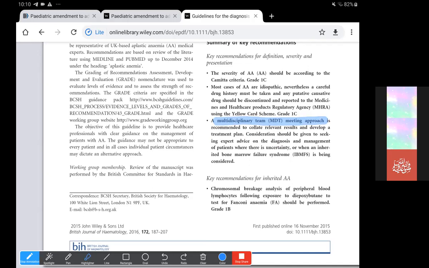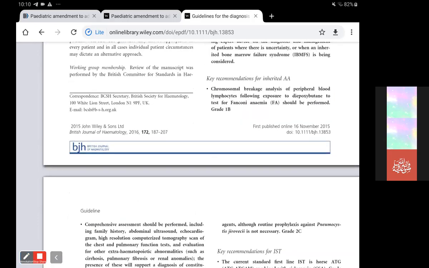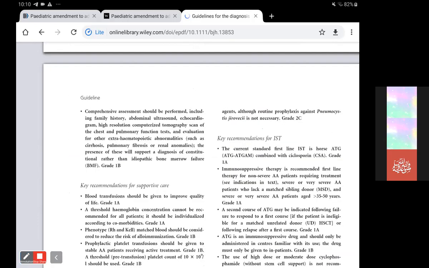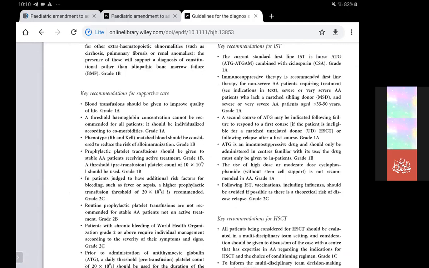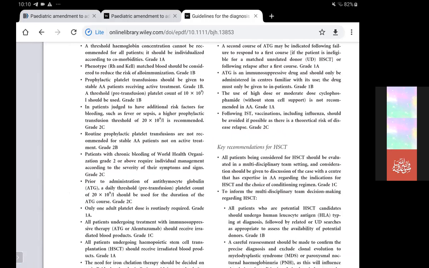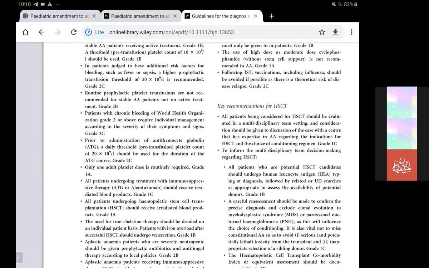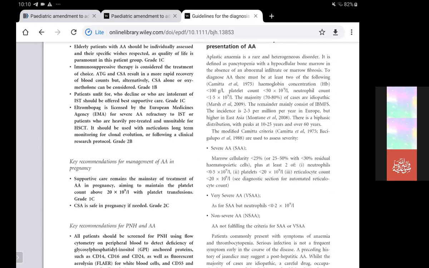And then for inherited aplastic anemias, we will go into detail about how we can rule out Fanconi anemia and dyskeratosis congenita. Then the key recommendations for supportive care, immunosuppressive therapy, and hematopoietic stem cell transplant will be dealt with in the section regarding management.